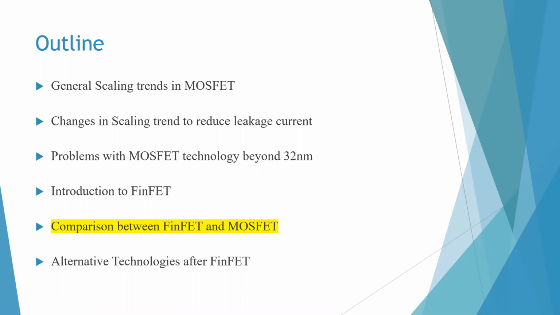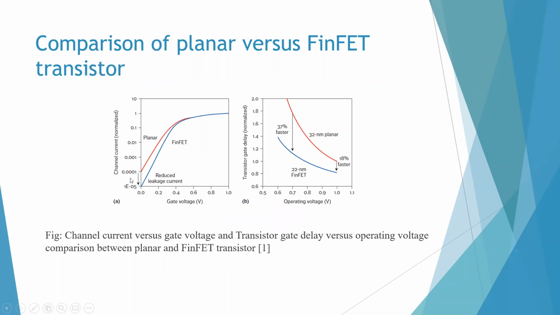So if we compare between FinFETs and MOSFETs, what we can see is that in FinFET there is a reduction in leakage current. Also, a 22 nanometer FinFET is 37% faster than a 32 nanometer planar MOSFET.